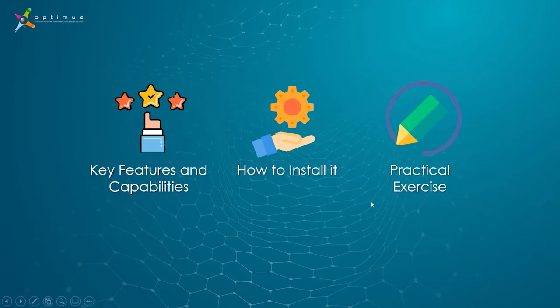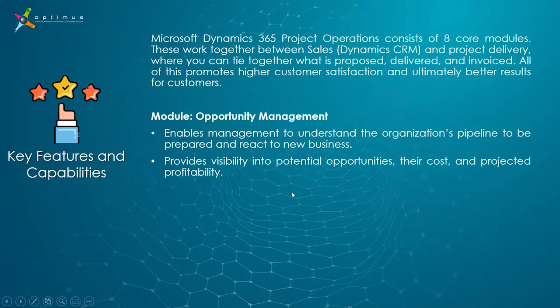Okay, let's start with the key features. Basically, this model consists of 8 core models that work together in Dynamics CRM. I'm going to mention the models and some of the features or elements that you have to keep in mind when you start using the functionality. The first model that you're going to have available is opportunity management.